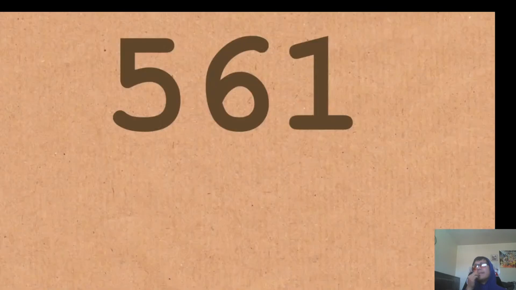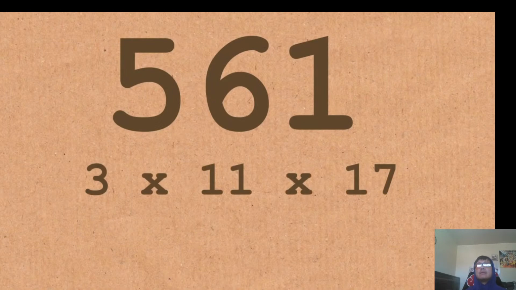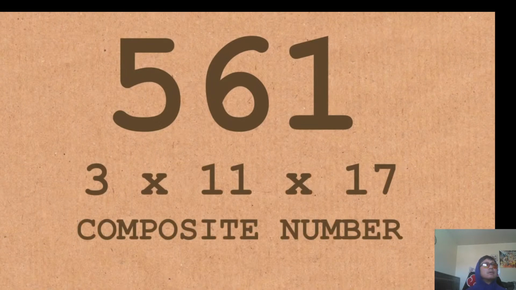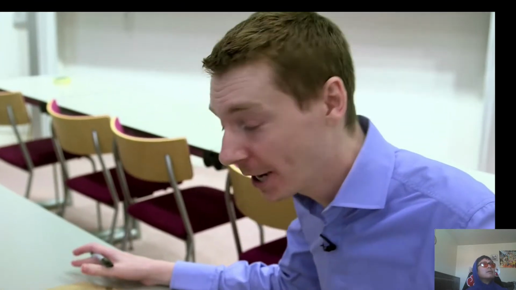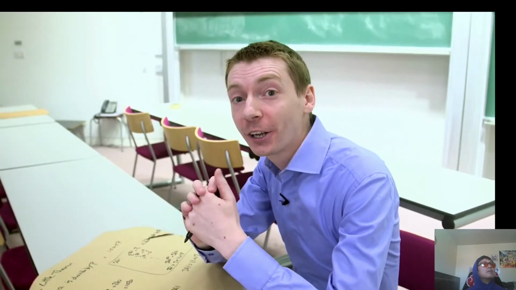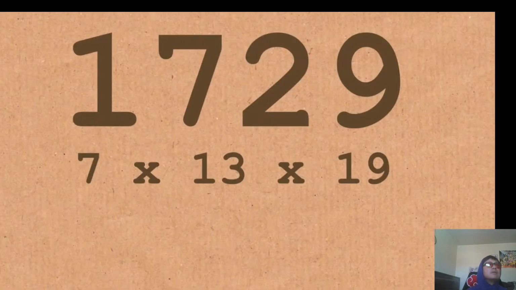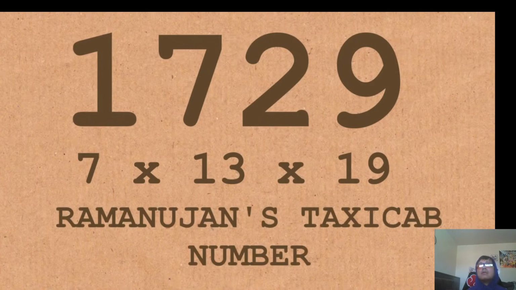561 is equal to 3 by 11 by 17. Those are cool numbers. Those are really cool numbers, and there are infinitely many Carmichael numbers. The third Carmichael number is the mathematician's favourite, 1729. Nice. Lovely.